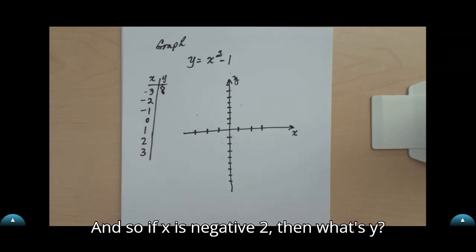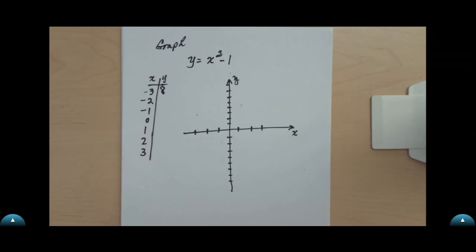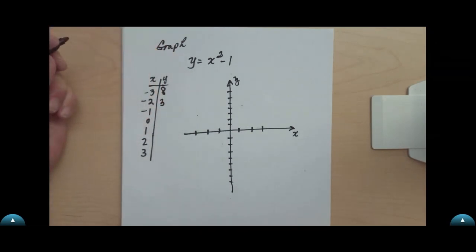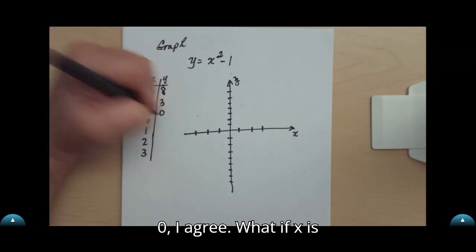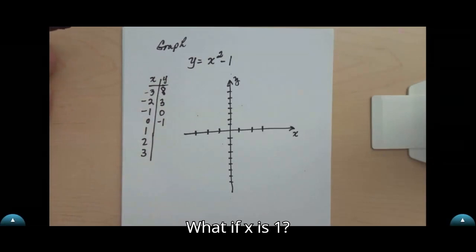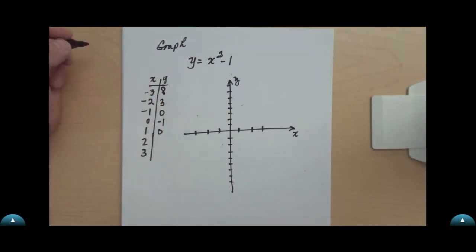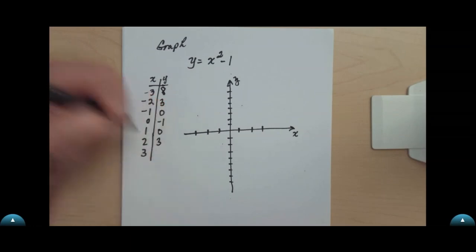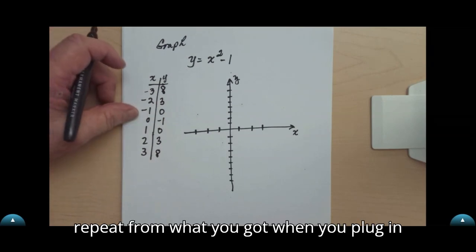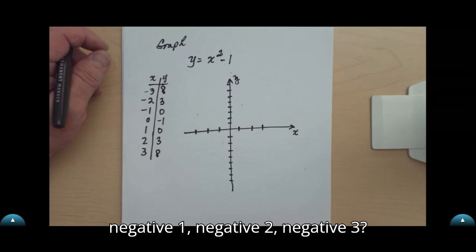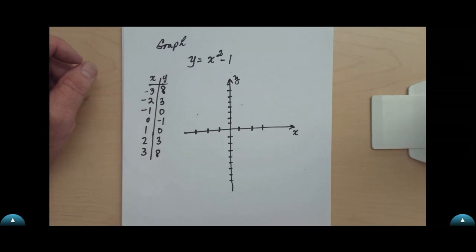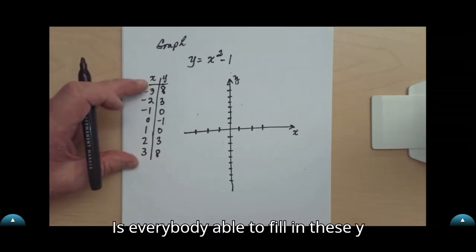And so if x is -2, then what's y? 3, I agree. How about if x is -1? 0, I agree. What if x is 0? -1, I agree. What if x is 1? What if x is 2? What if x is 3? Y'all don't see that those numbers are just going to repeat from what you got when you plugged in -1, -2, -3? Because isn't 3 squared the same as -3 squared? Is everybody able to fill in these y values?